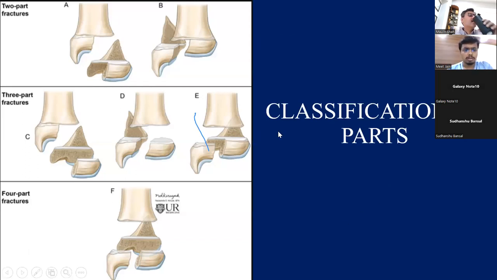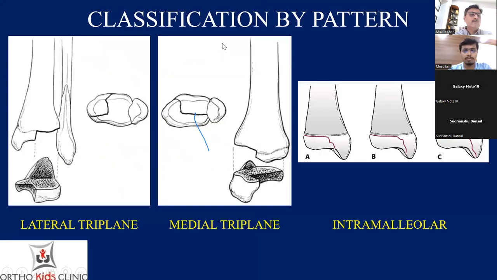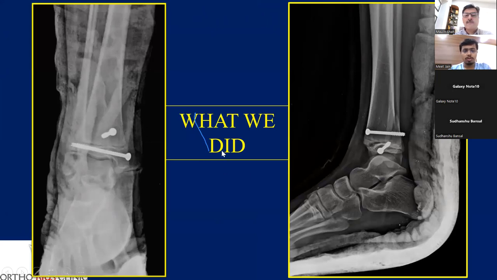Yeah. So this is just a classification of the triplane fracture by parts. So we have 2, 3, and 4. These are based on the number of parts of the fracture. And we have another classification where there's a lateral triplane, a medial triplane, and an intramalleolar. So the particular fracture that we had looked more like a medial triplane fracture. And so this is what we did intra-op.